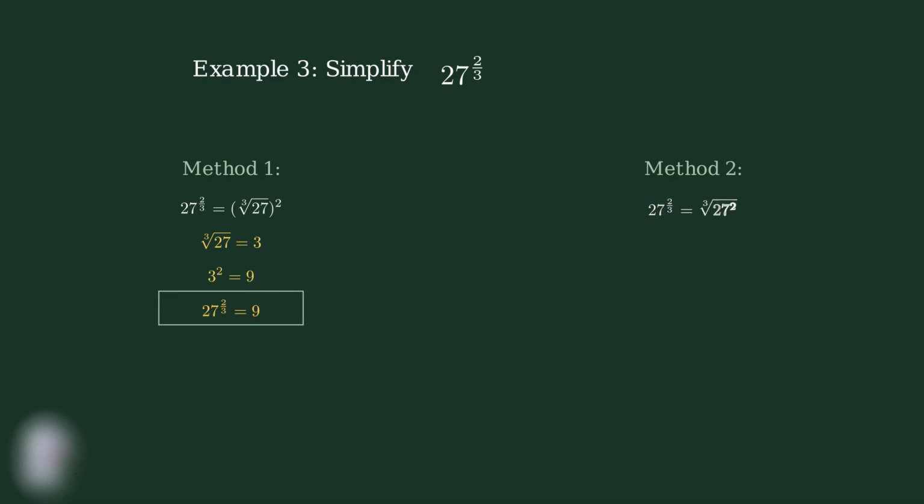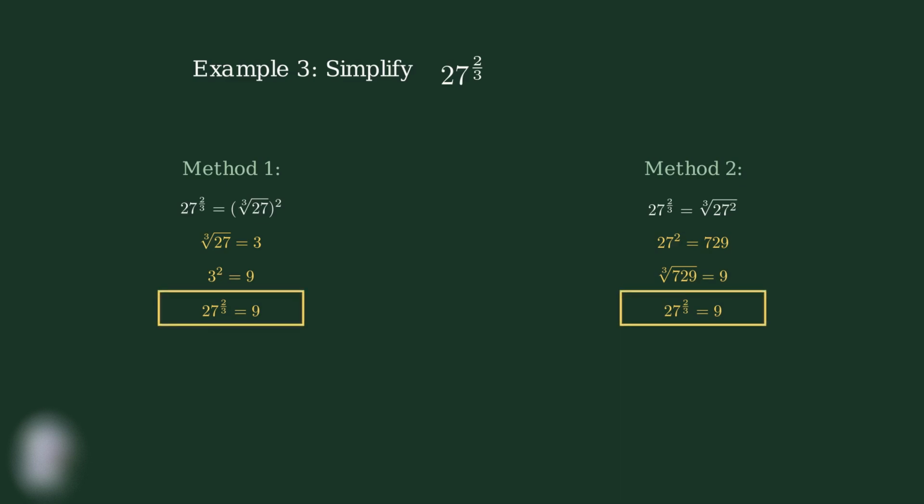Method 2 takes the opposite approach. Apply the power first, then take the root. So we have the cube root of 27 squared. First, we calculate 27 squared. 27 times 27 equals 729. Now we need the cube root of 729. Since 9 cubed equals 729, the cube root of 729 is 9.